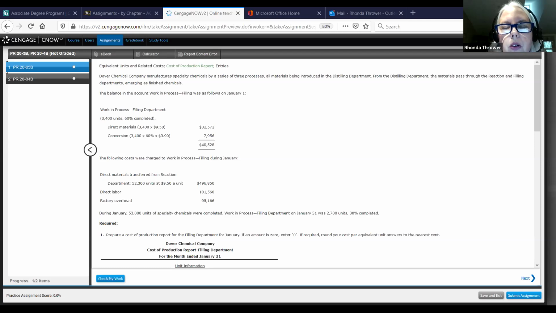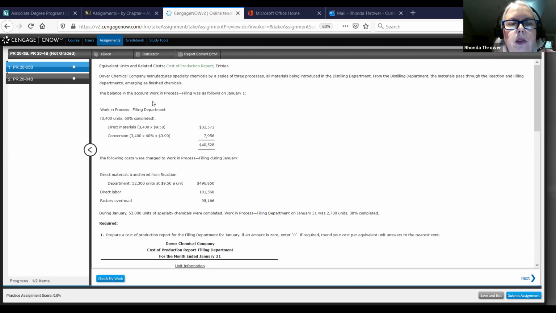And what we're going to be doing is preparing a cost of production report for the filling department. So if the materials enter the process in distilling, and then from distilling they come into the filling department, we're going to be the filling department. And what we're going to be looking at is what is happening during the month of January.